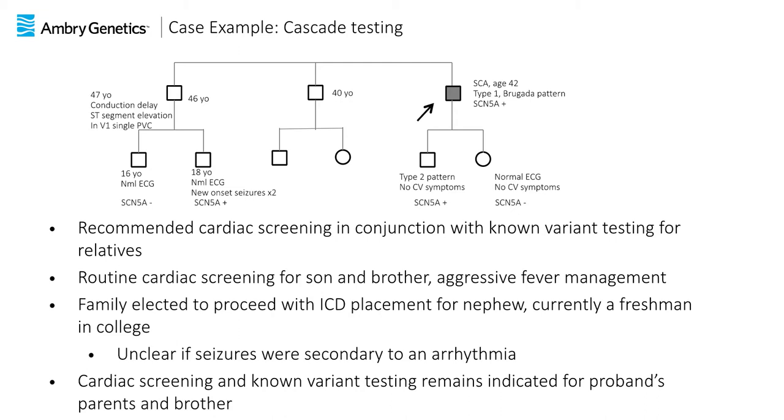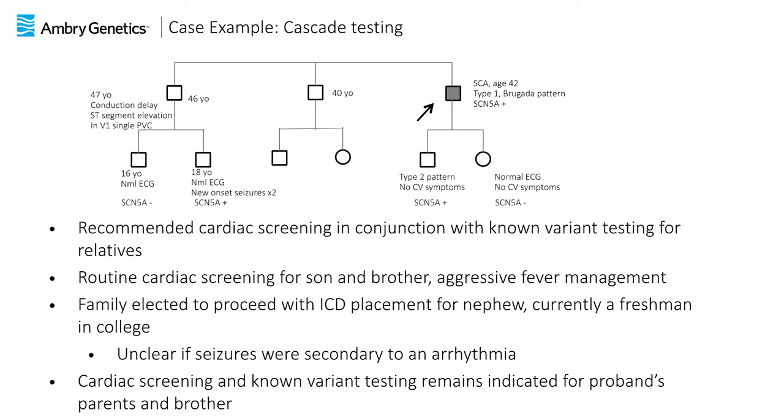Interestingly, his brother's family presented to us maybe a year or so after we had received the genetic testing results, and these were the two nephews who had had normal screening ECGs prior to the gene testing in the proband. One of the primary reasons that they came back to see us is that his 18-year-old nephew had recently experienced new onset seizures. These events sort of initiated when he was walking.